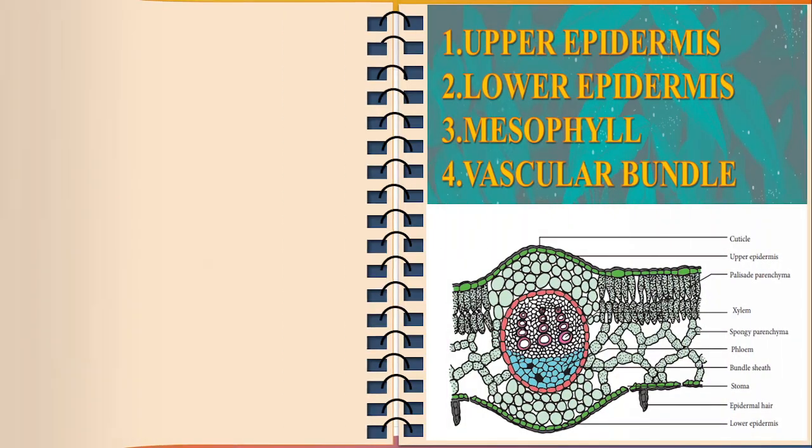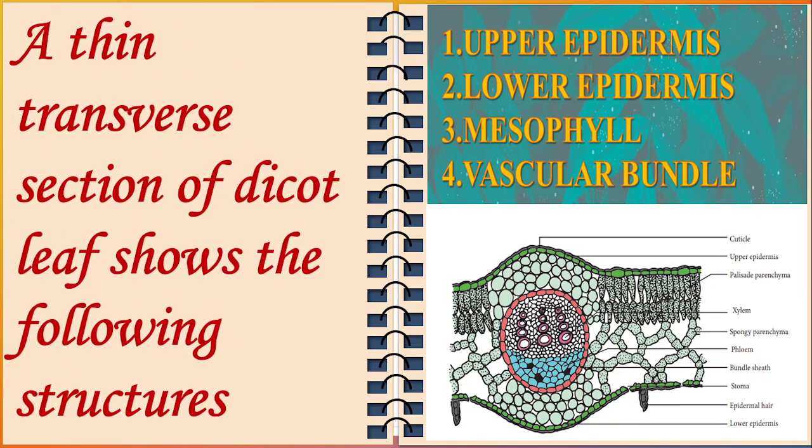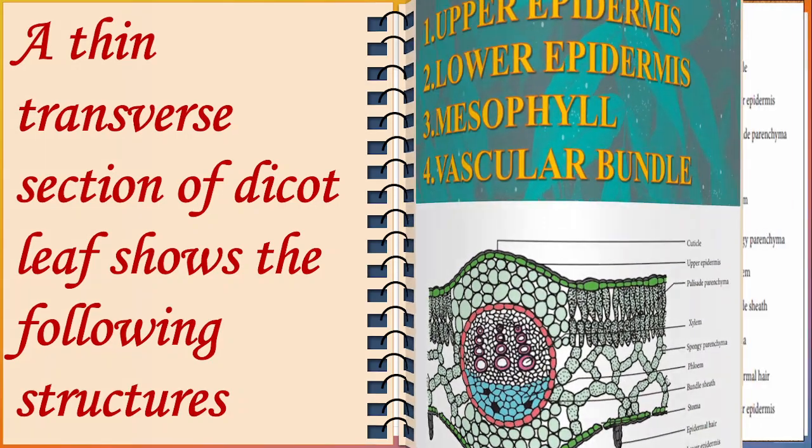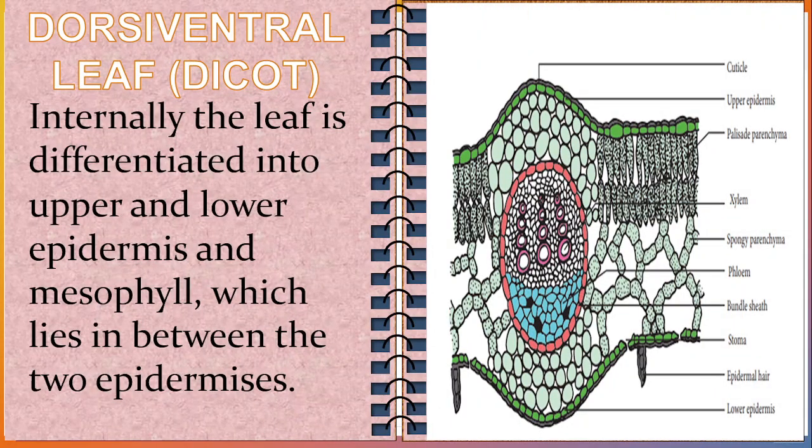Is it clear? Next, the transverse section of dicot leaf shows four structures: upper epidermis, lower epidermis, mesophyll and vascular bundle. Dorsiventral leaf, internally, is differentiated into upper and lower epidermis. That means dorsal means upper, ventral means lower. And mesophyll lies between the two epidermises, that is, between the upper and lower epidermis. Okay, is it clear?